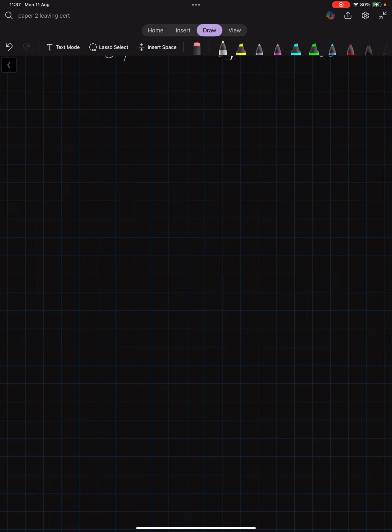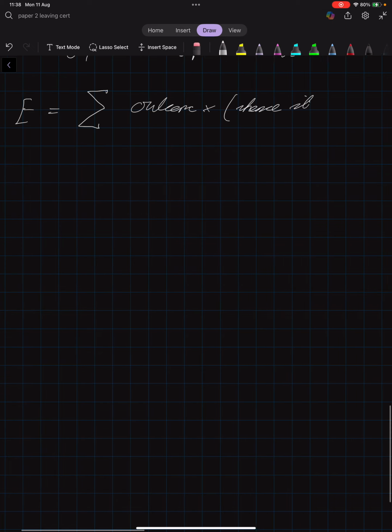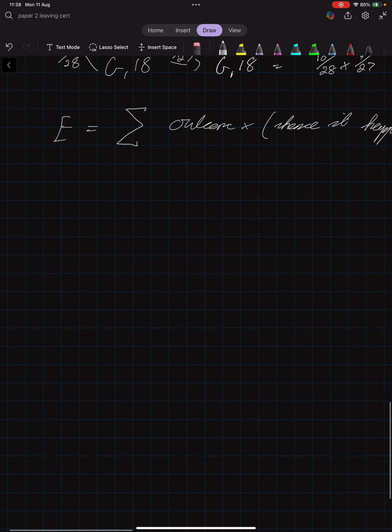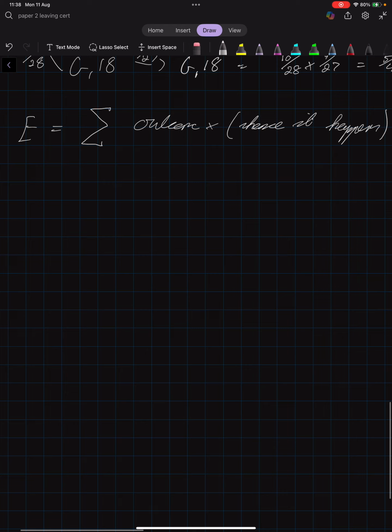So the expected value, which is E, is just equal to the sum. So remember this symbol? It just means adding. You just add up all these. So it's the sum of the outcome times the chance it happens. Now, this will look really, really weird, but I'll do a couple of examples and it'll be quite easy.